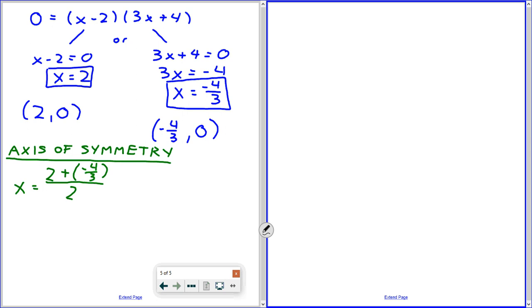So for me, it looks like the denominator is going to be 3 here, right? So it's going to be x equals 6 over 3 minus 4 over 3, and I'm going to cheat here. I'm just going to say divided by 2 like that. It's not cheating, it's just written differently.